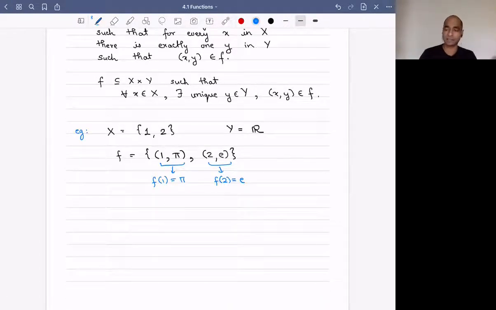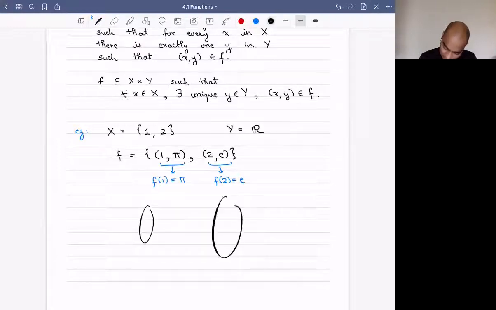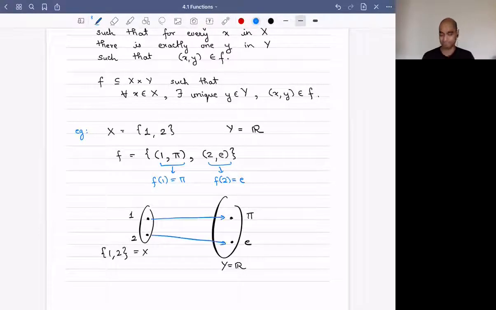And this is typically pictorially described as follows. So you have this X here, and you have this Y here. Here my Y is all real numbers. Here my X is the set {1, 2}. So X has 2 elements in it. And I am then sending 1 to pi. And I'll draw arrows like that. So this is a pictorial way of representing functions.